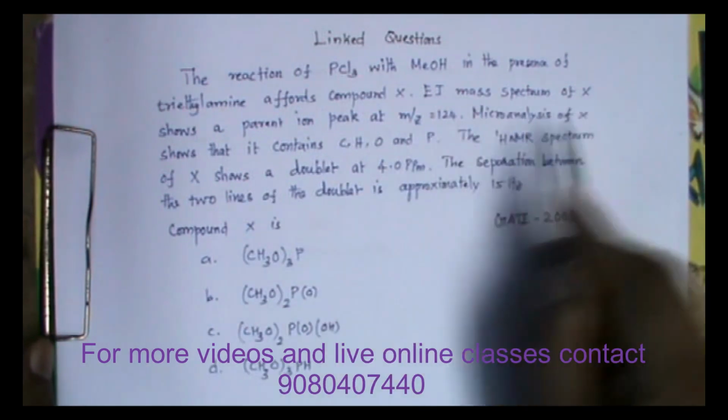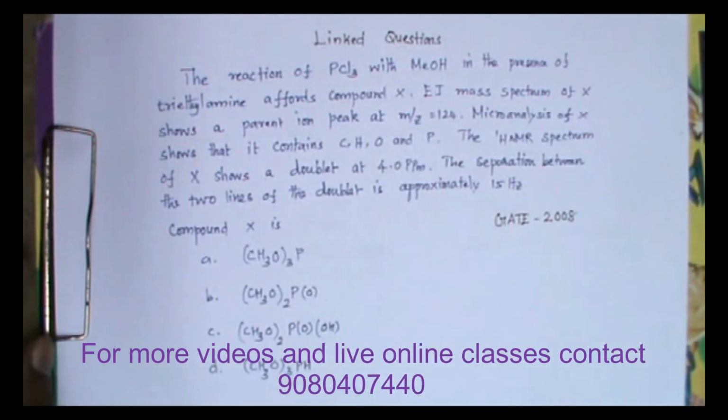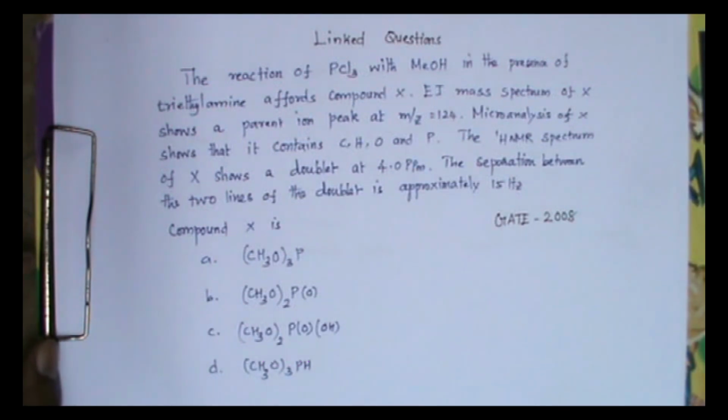EI mass spectrum of X shows a parent ion peak at m/z value 124. Microanalysis of X shows that it contains carbon, hydrogen, oxygen and phosphorus. The 1H NMR spectrum of X shows a doublet at 4 ppm. The separation between the two lines of the doublet is approximately 15 Hz, that is the J value, the coupling constant.